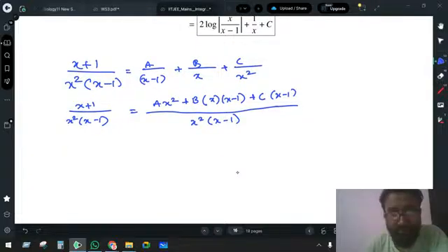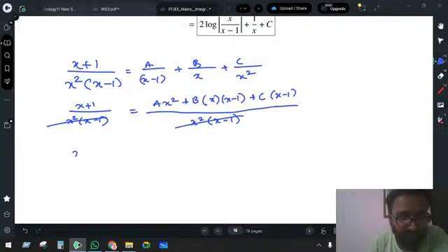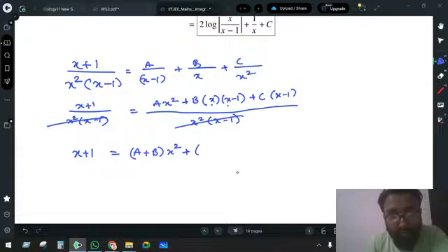So then this is cancelled. So your left hand part is equal to right hand part: x plus 1 is equal to. Now accumulate. What are the coefficients of x square? It is A, and one coefficient of x square will come from B, so A plus B into x square. Now write down the coefficient of x. Here minus B will come, and here C is there. It is C minus B into x. And there is no constant, it is minus C.